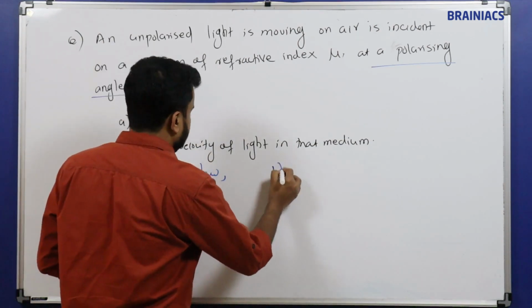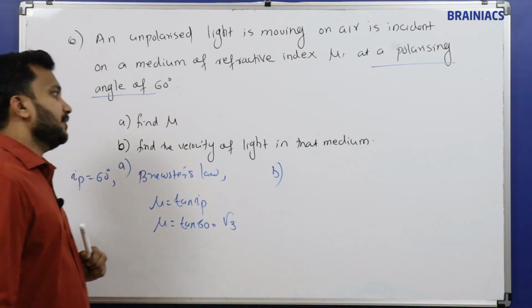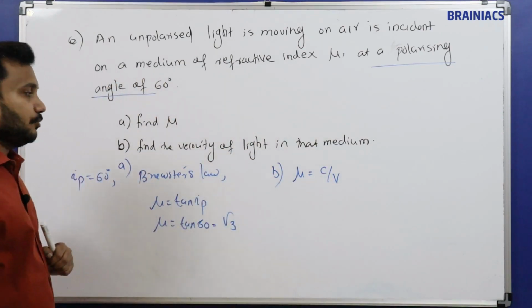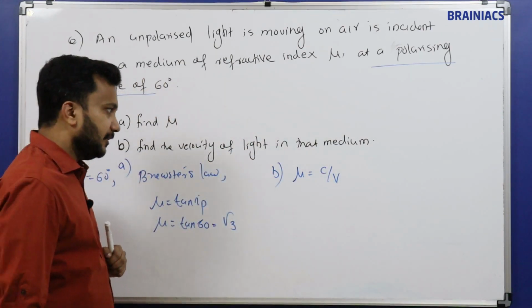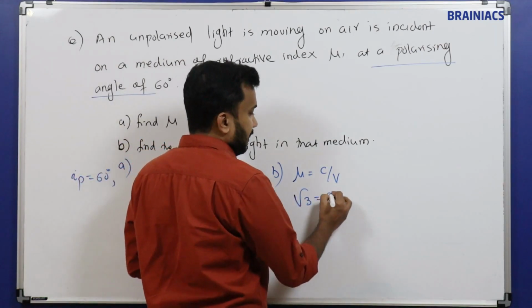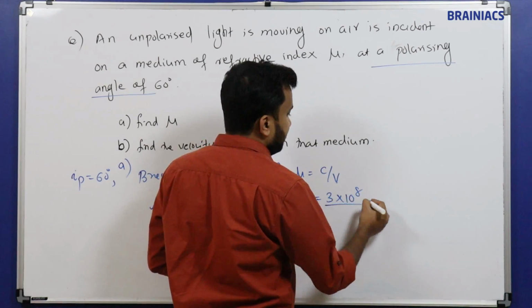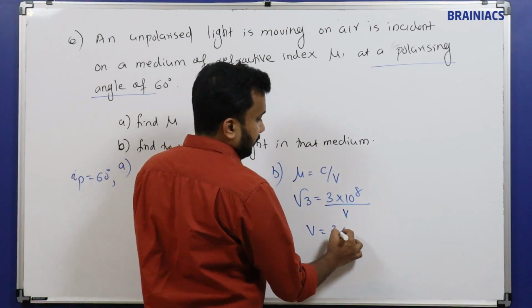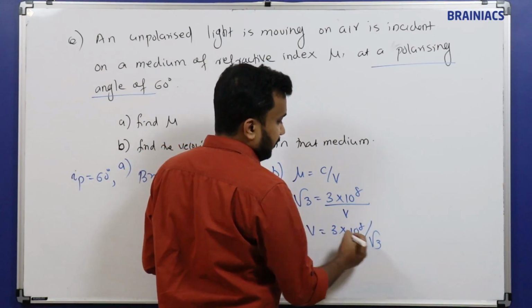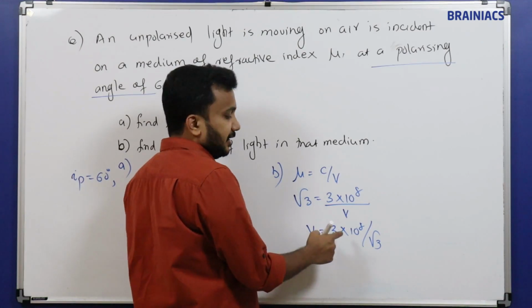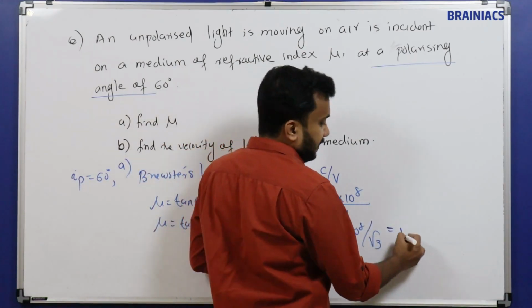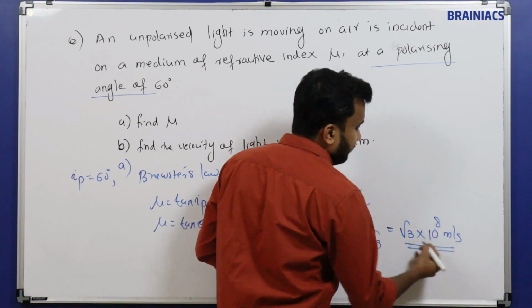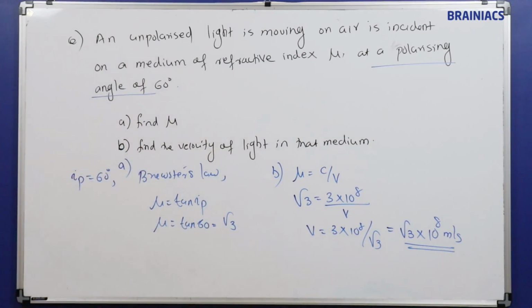The second part is to find the velocity of light in that medium. I know refractive index is equal to C divided by V, which we have learned in the electromagnetic wave as well as the ray optics chapter. We know the value of mu is root 3 and the value of C is 3 into 10 power 8, the velocity in air, and V is the velocity in the medium. So V equals 3 into 10 power 8 divided by root 3. Writing 3 as root 3 into root 3, one root 3 gets cancelled. The balance is root 3 into 10 power 8 meter per second, which is the right answer. Hope the question is clear to you.